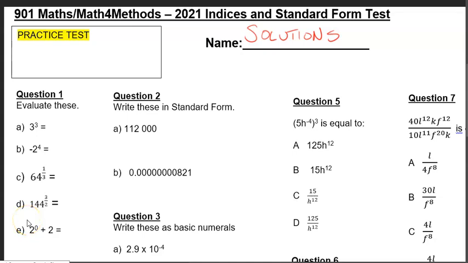Hey there, Year 9s. This is the 2021 Indices and Standard Form Practice Test, which was provided to you on Wednesday, the 21st of July in the morning. Before we get into the solutions and the working out of this, it's highly recommended that if you have a printer, you print this out single-sided and stick this into your exercise book. If you do not have a printer, it's highly recommended that you copy down these questions into your book and then do the answers within your book as well.